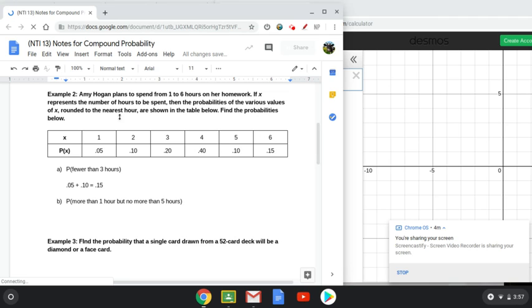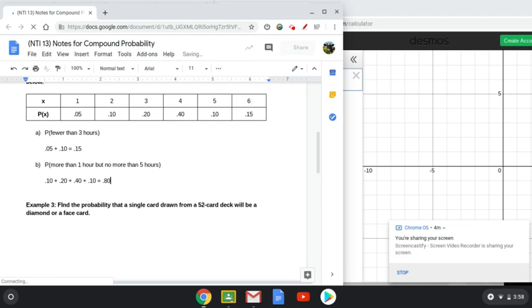So what we're actually saying here is, what's the probability she spends 2 or 3 or 4 or 5 hours on homework? So all I have to do is add together the probabilities that go with those numbers. So 0.10 plus 0.20 plus 0.40 plus 0.10. And when I add all of those together, I get 0.80. So there's an 80% chance that she spends somewhere between 2 and 5 hours on homework.